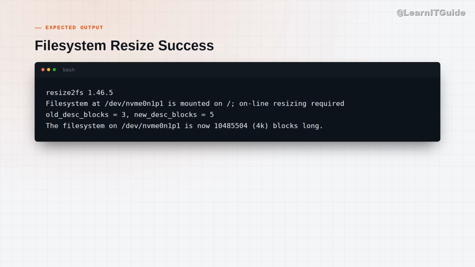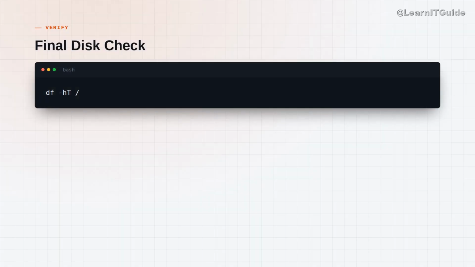Now, let us verify the results one last time to ensure everything is correct. Finally, run df using the -h flag again on the mount point. You should see the new size reflected immediately. If it still shows the old size, check that you ran both the growpart and the resize2fs commands correctly. These steps are a standard procedure for any DevOps engineer managing persistent storage in the cloud. You have now successfully expanded your storage capacity without a single minute of downtime.